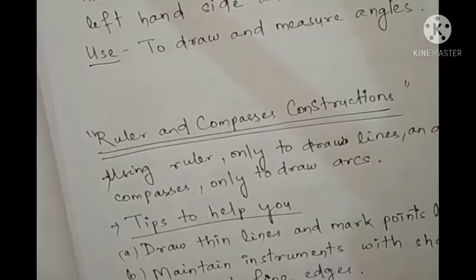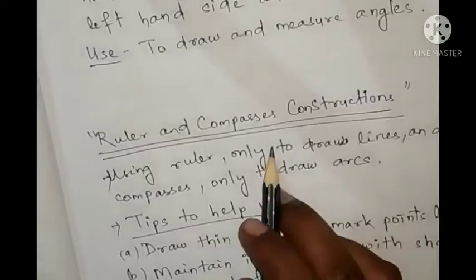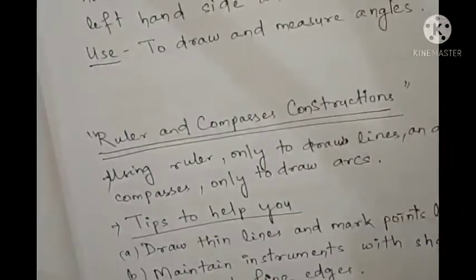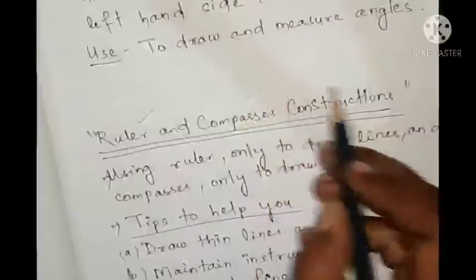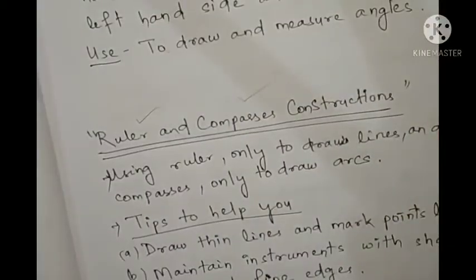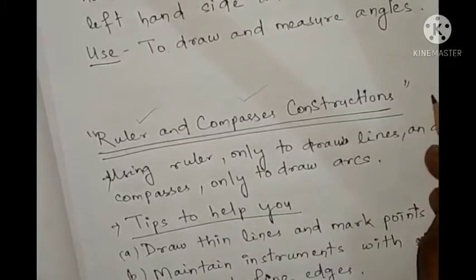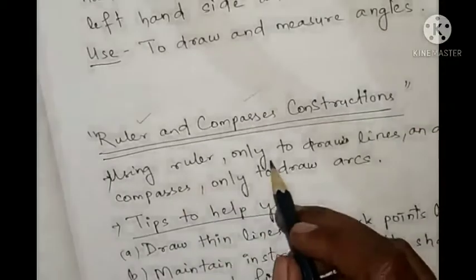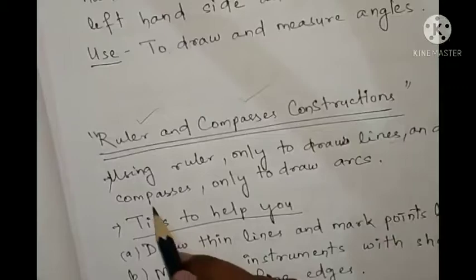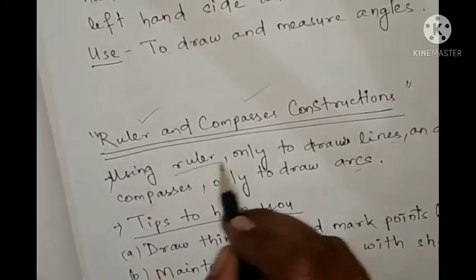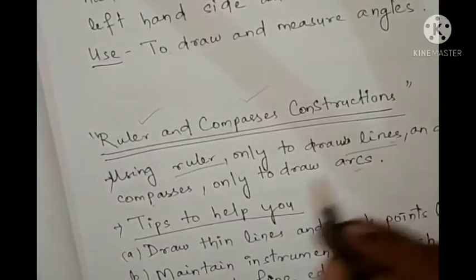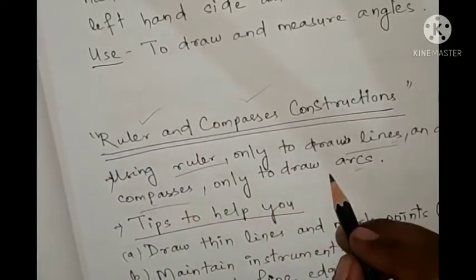Okay, so next we will see ruler and compasses construction. How we will use the ruler and compass for construction. Using ruler only to draw lines and compasses only to draw arcs. Okay, so the ruler is for drawing lines, and the compass is used to draw arcs.